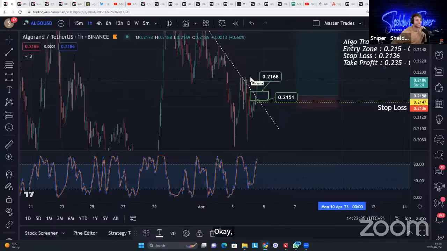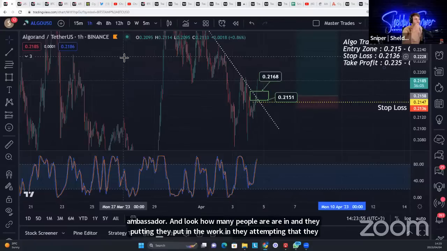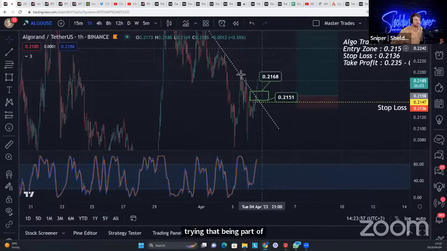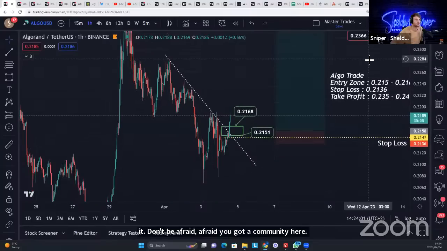Fantastic. What we want. Guys, again, just reflect that you're sitting here right now with another 1,300 traders that are all attempting the same thing, the same ambition. And look how many people are in and they're putting the work in. They're attempting it, they're trying, they're being part of it. Don't be afraid. You got a community here. Learn the skill with us. Very proud of all of you guys. Well done.